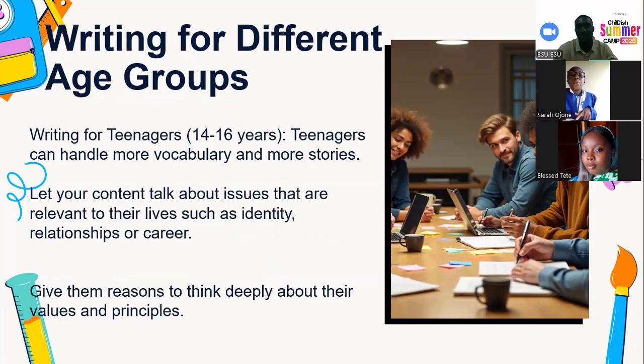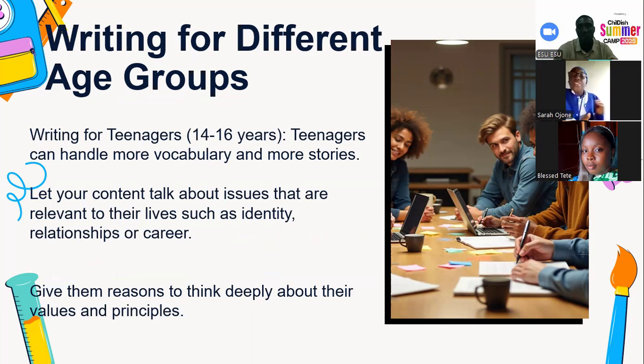Now, teenagers are within age 14 to 16, and they are more advanced, right? And they can handle more vocabulary and more stories, unlike maybe a child or a preteen that is still trying to get used to storytelling.